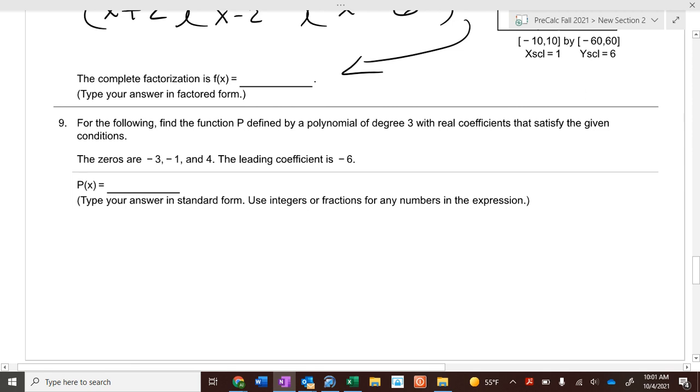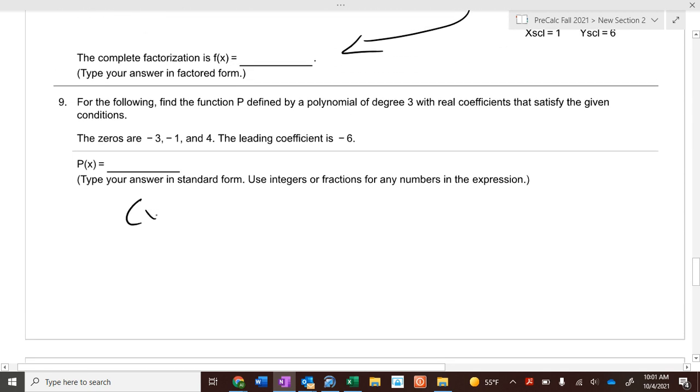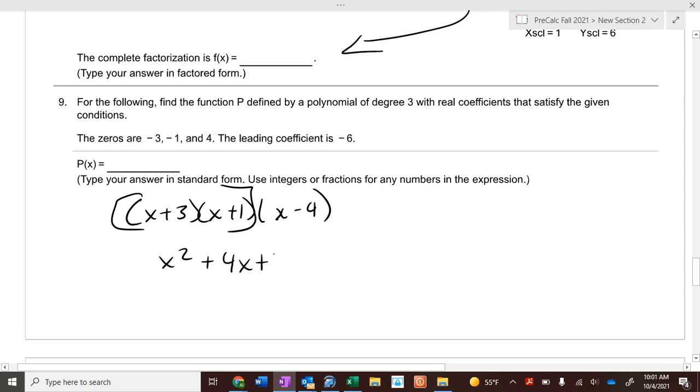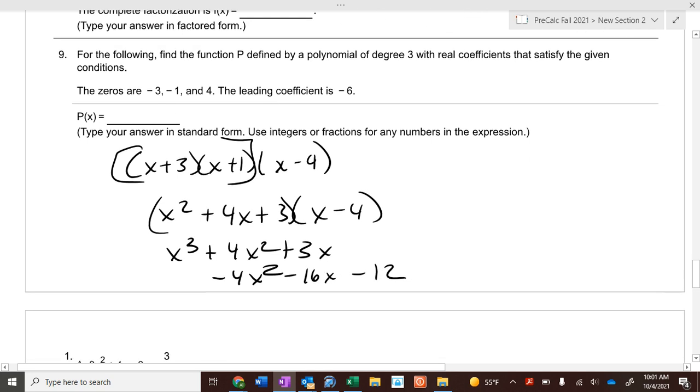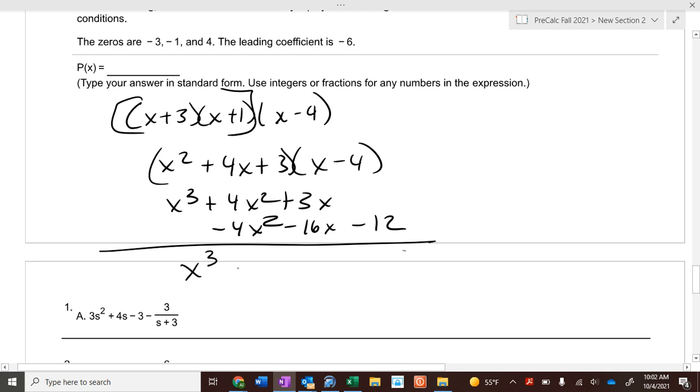Okay, so then the last one you're going to do is you're going to have x plus 3, x plus 1, and x minus 4. And you're going to FOIL this to get x squared plus 4x plus 3. Multiply it by x minus 4. And you get x cubed plus 4x squared plus 3x. And then minus 4x squared minus 16x minus 12. Add these together to get x cubed, because that cancels, minus 13x minus 12.